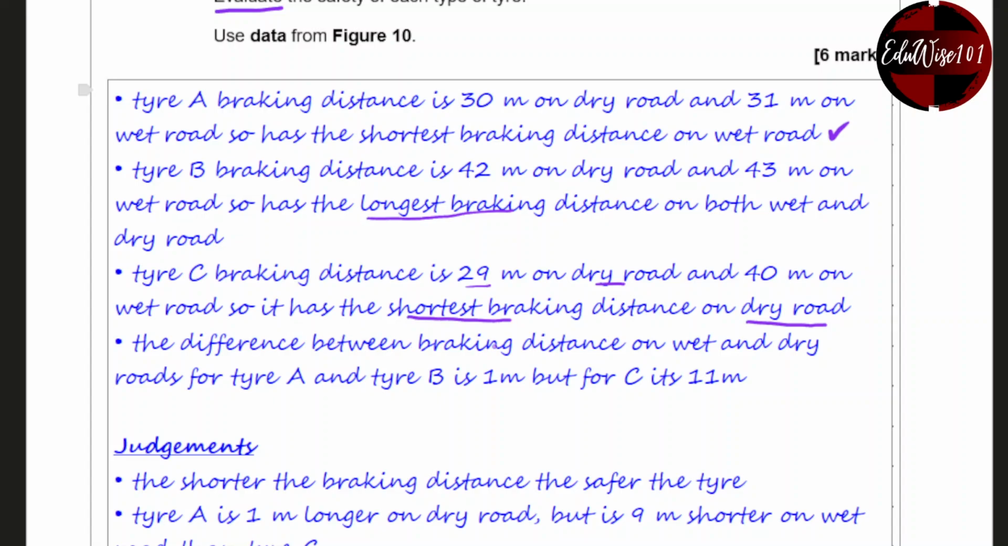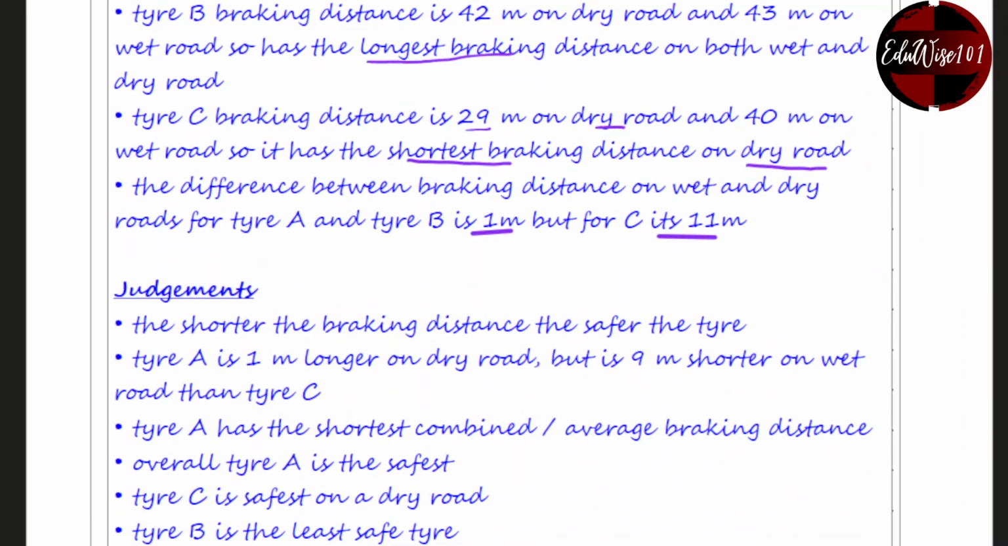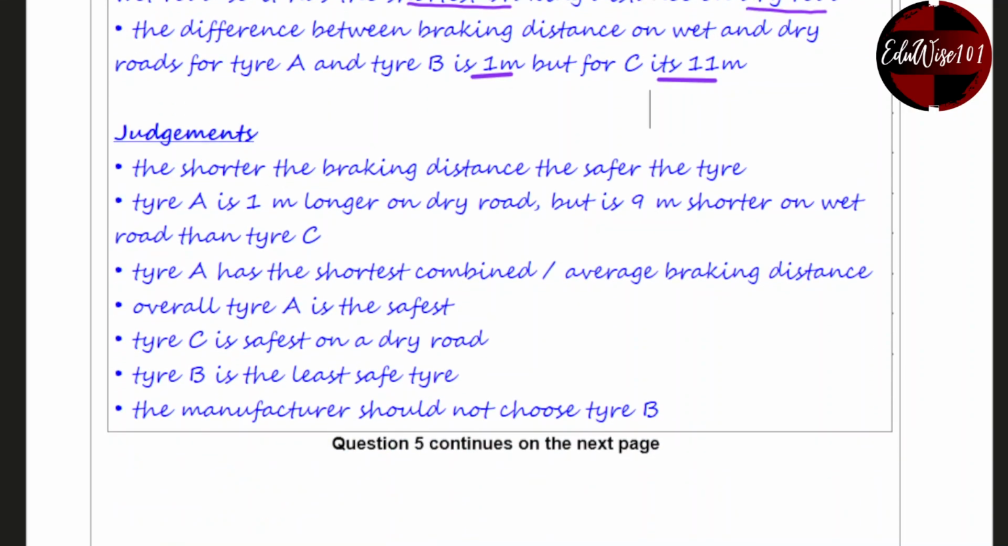The difference between braking distance on wet and dry roads for tires A and B is just 1 meter, but for C it's 11 meters. Now this is exactly what I described in the bar graph before I wrote this. So the judgment is, because we are trying to evaluate, the shorter the braking distance, the safer the tire. Tire A is 1 meter longer on a dry road, but 9 meters shorter on a wet road than C.